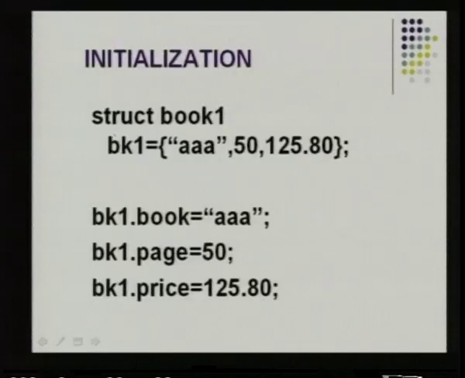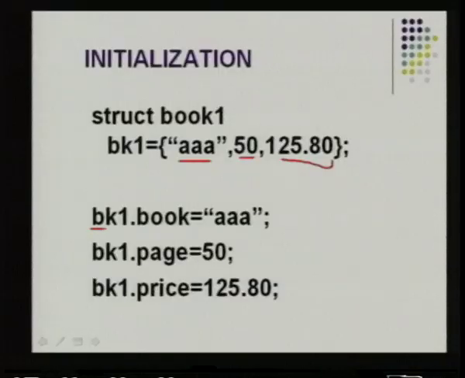Now, we know that a character string is there, an integer member is there, a float member is there. According to that, here you have assigned one string, one integer and one float value. So, this is one way of initially giving values to the members of the structure. Another way is where you use the variable name plus the member name and you give the value.